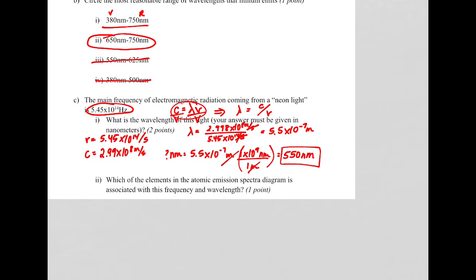Alrighty, 550 nanometers is the main wavelength of light coming from this, quote, neon light. And I put it in quotes. You know why I put it in quotes? Because it's not necessarily neon, right? All right, part 2 of letter C asks, which of the elements in the atomic emission spectra diagram is associated with this frequency and wavelength?